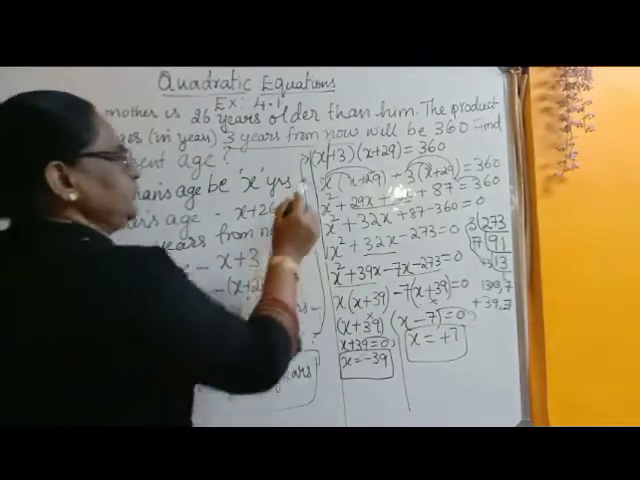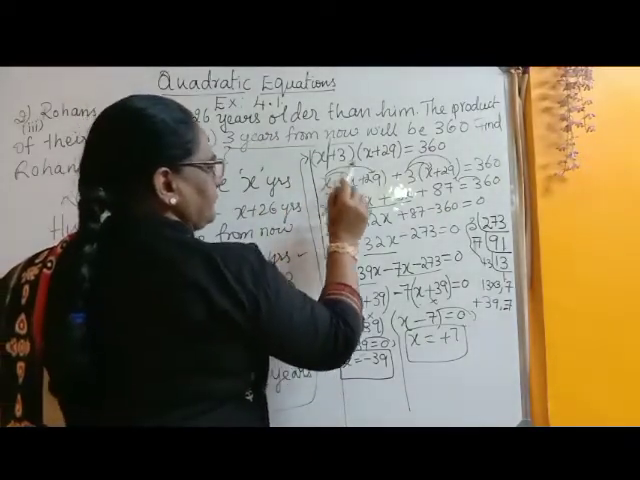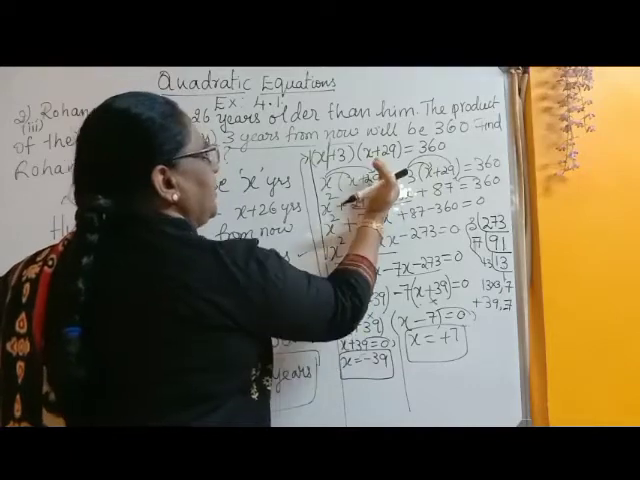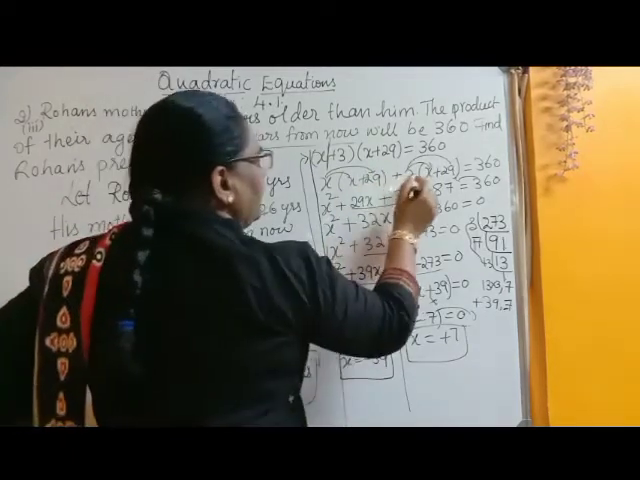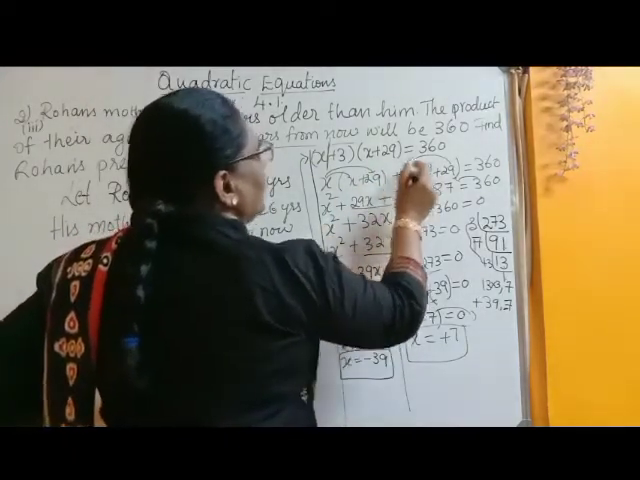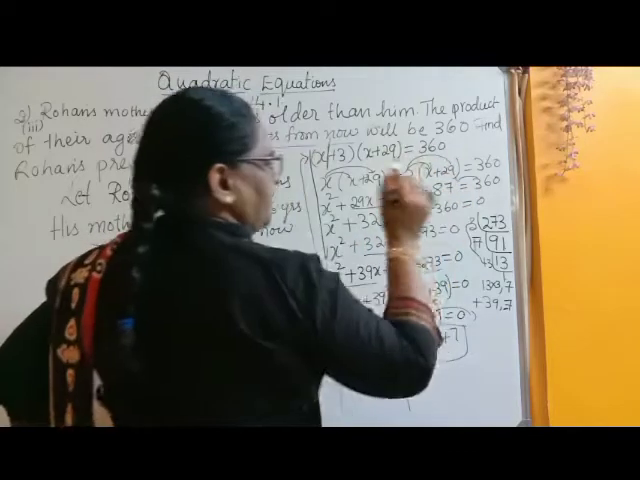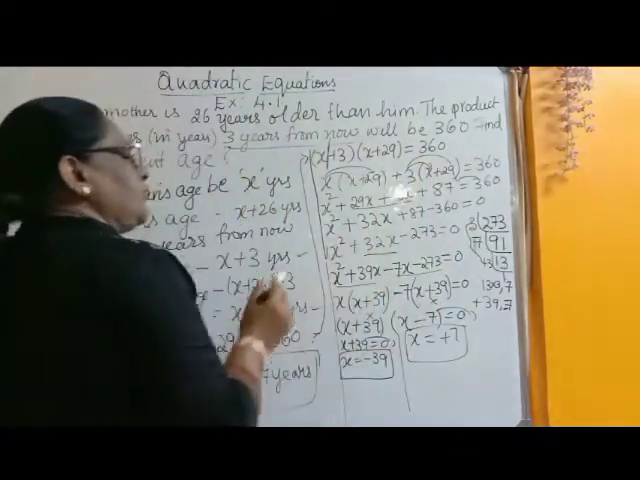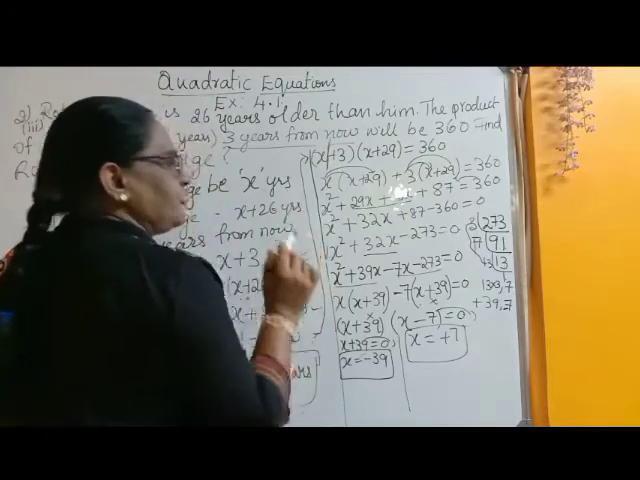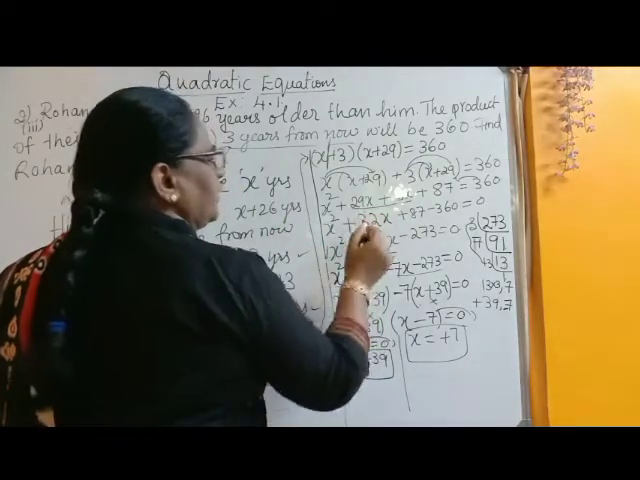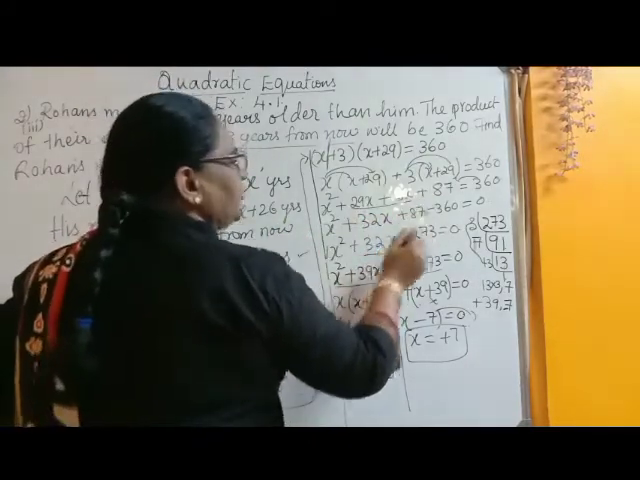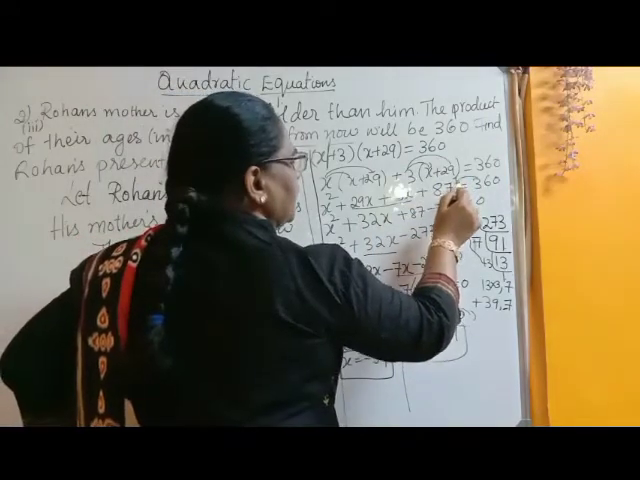Now multiply x into x, x square, x into 29, 29x. First bracket multiplication is over. Plus 3 into x is 3x, plus 3 into 29 is 87, is equal to 360. Now only one x square term is there, keep as it is, add these two. You will get 32x plus 87 as it is, shift 360 towards LHS.